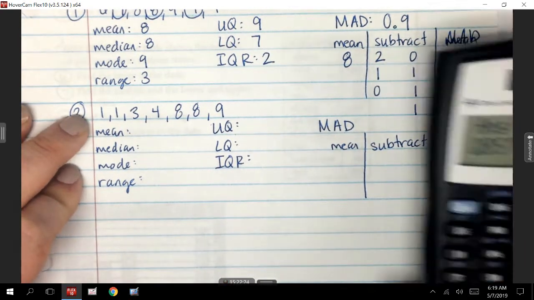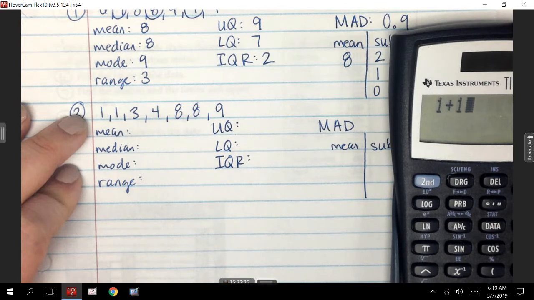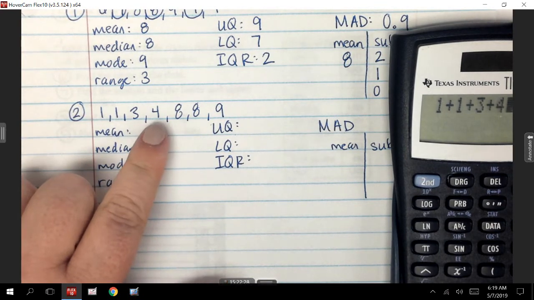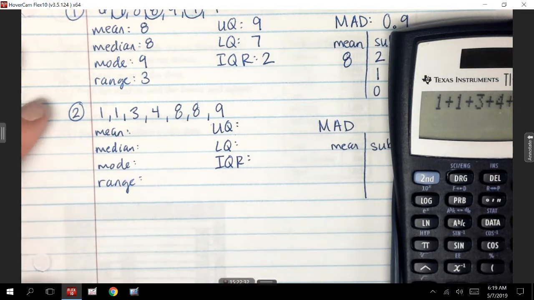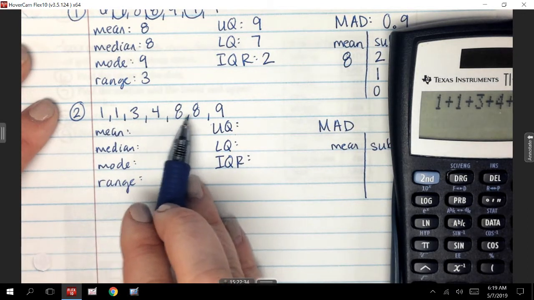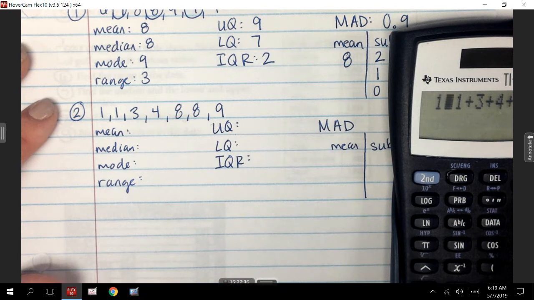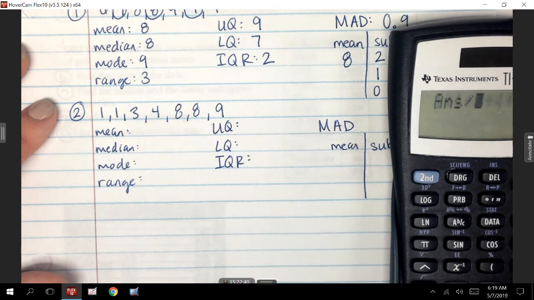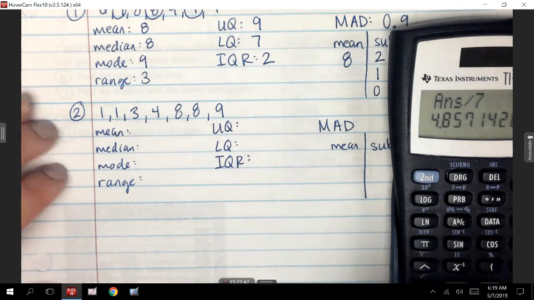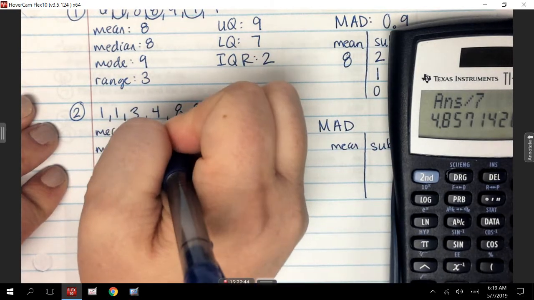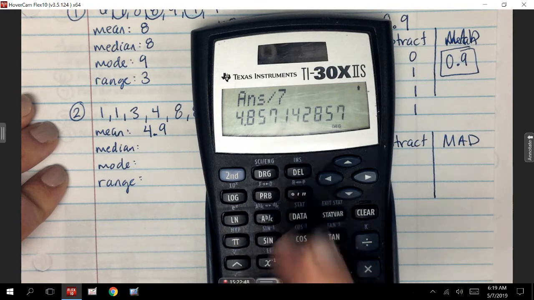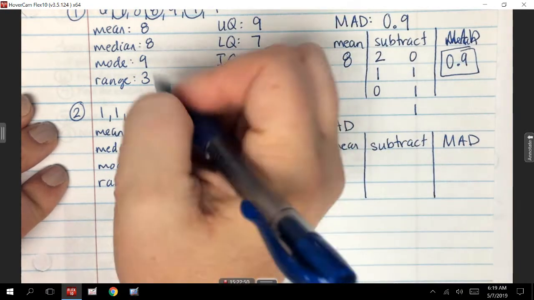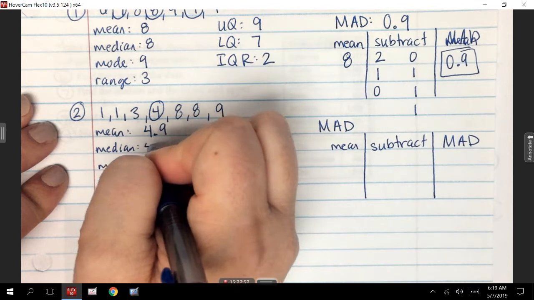We're going to add them up. 1 plus 1 plus 3 plus 4 plus 8 plus 8 plus 9. I get 34, 1, 2, 3, 4, 5, 6, 7. Dividing by 7, I'm just going to make sure that I have 7 numbers in here. Okay, divided by 7 gives me, I'm going to write 4.9, because again, I can see right here that 5 would round that up to a 9. All right, my median is in the middle, which is 4.